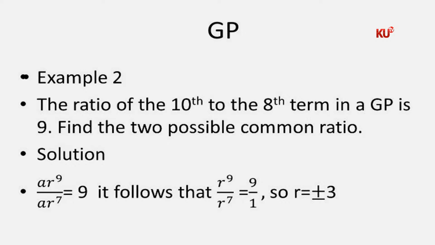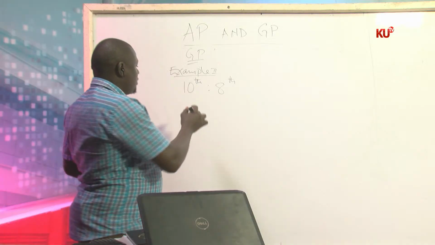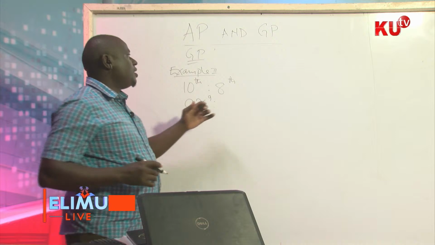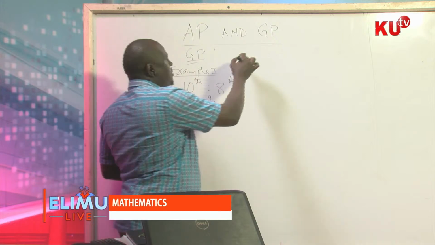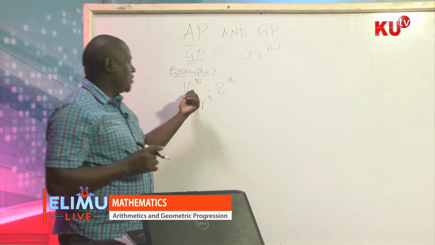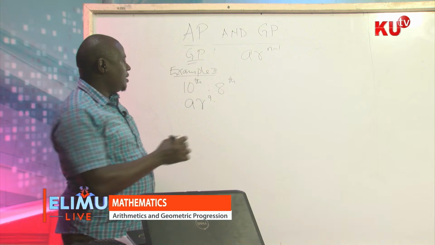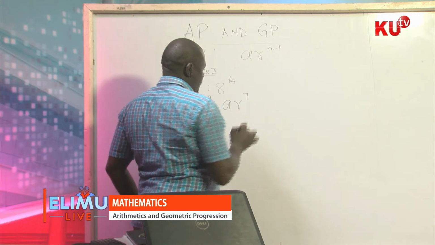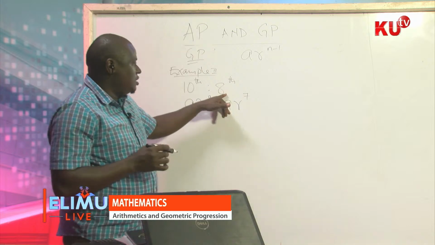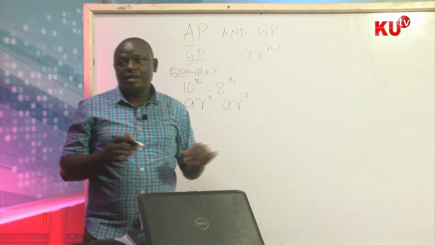Clearly, our case is a GP. How do I get the 10th term to that of the 8th term? The 10th term is A R power 9, because you remember the general term is A R power N minus 1. So if N is 10, you less 1, you are left with power 9. The 8th term will be A R power 7, because again it is 8 minus 1, you are left with power 7.